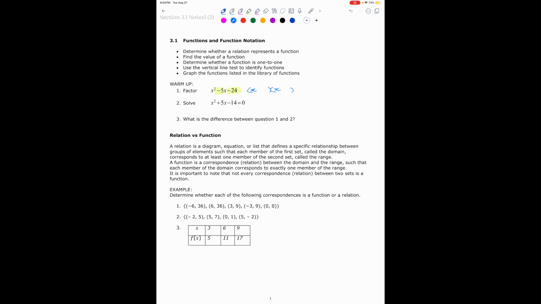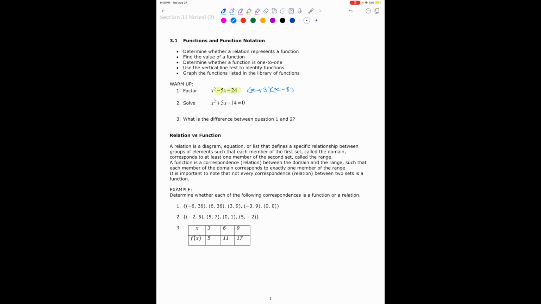I'm thinking about two numbers. The numbers are 3 and negative 8. If you multiply 3 times negative 8, you get negative 24. If you add 3 plus negative 8, the answer is negative 5.